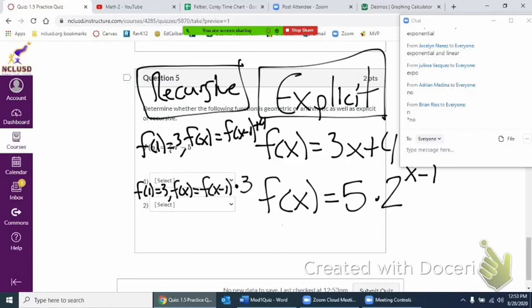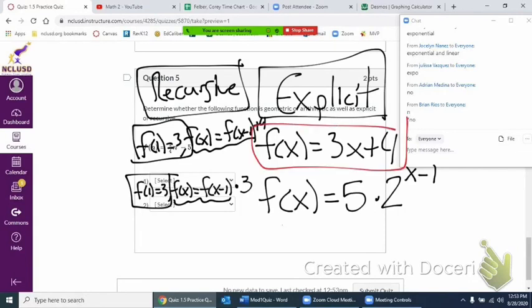Okay, remember, recursive ones are the long ones. They have a starting point, and they have the weird stuff in the middle, too. Explicit equations are the ones that look more like normal equations that we like. They're shorter.